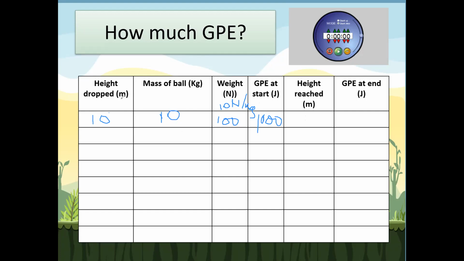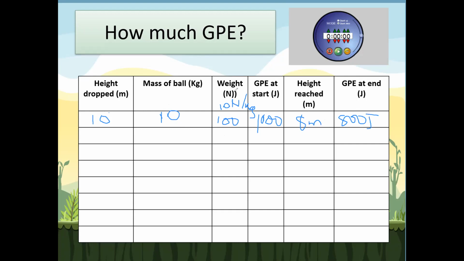The height reached is not the same. When something falls and bounces and moves up, it's not going to give you the same height as where it was dropped. So let's say this is 8 newtons. Which means that at the start, this is the gravitational potential energy. After the first bounce, you get 8 times 10 times 10, so that will give you 800 joules.